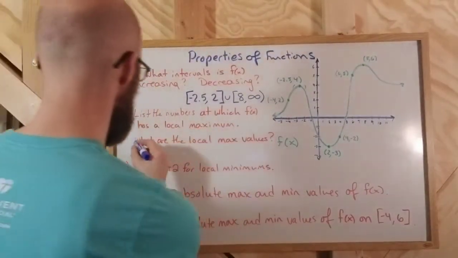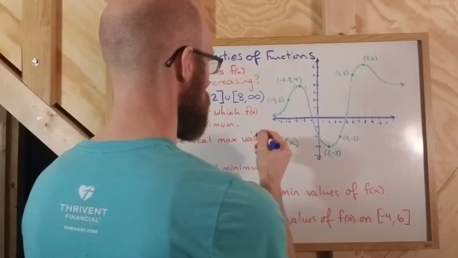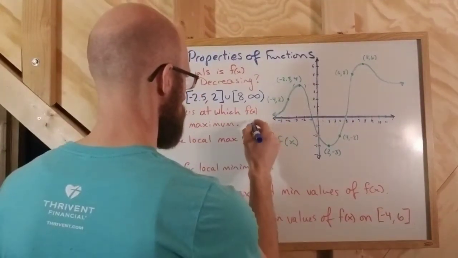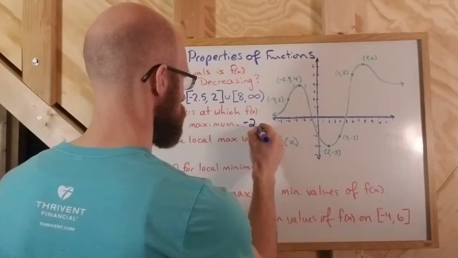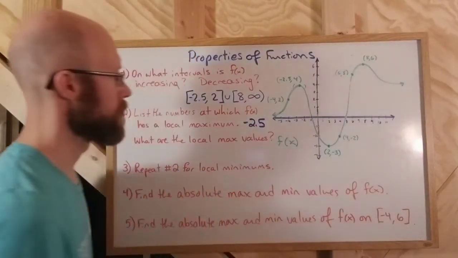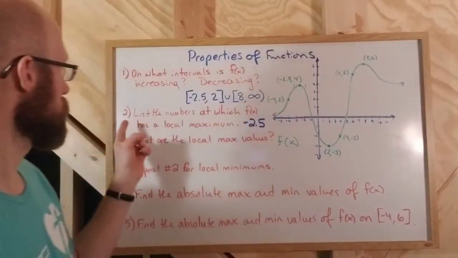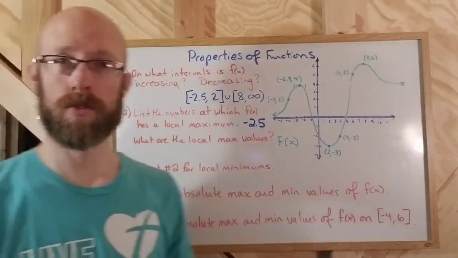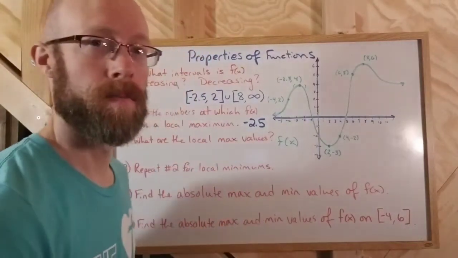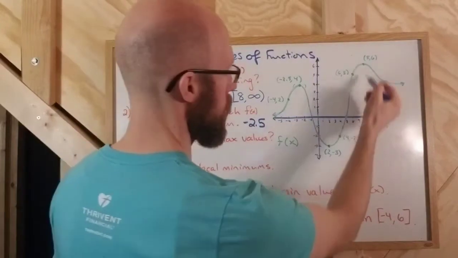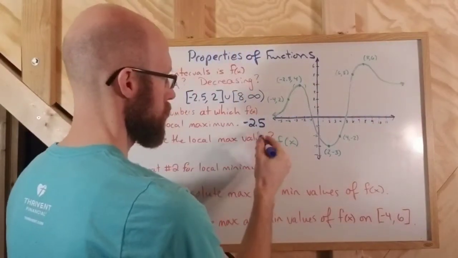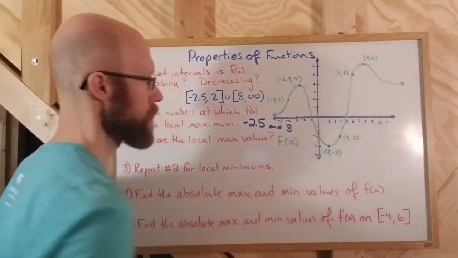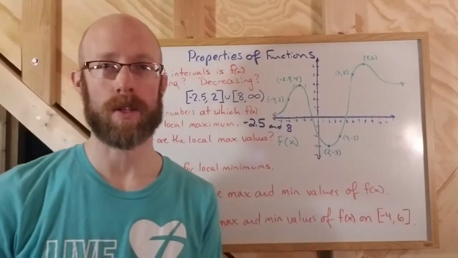And so here, local maximum would occur at negative 2.5. So that's the first one, but remember here it says list the numbers at which f of x has a local max. So those are the x values, right? And so there's a second one over here at 8 comma 6. All right, so negative 2.5 and 8. Those are the two values at which they occur.